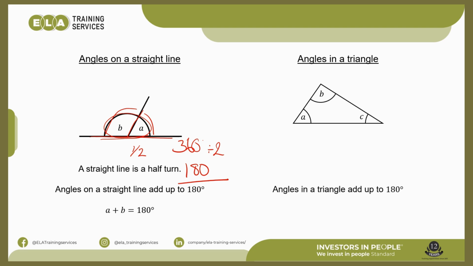Triangles also add up to 180. Now this time it's this one plus this angle plus this angle that add up to 180. Because if you slice your triangle open, you can fit them all on one straight line.